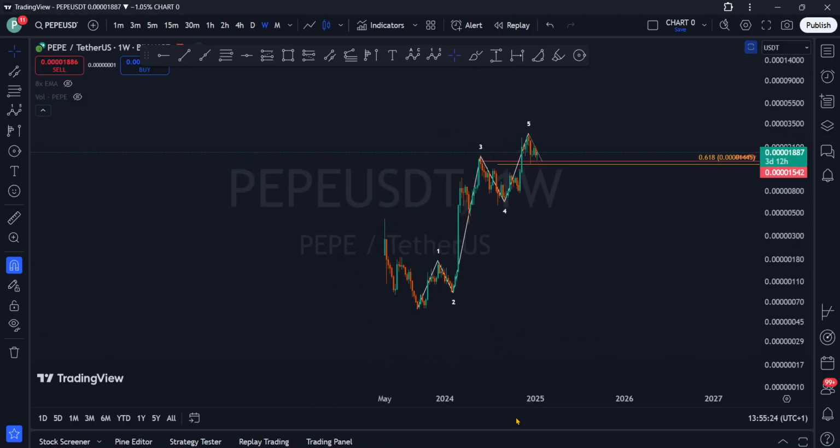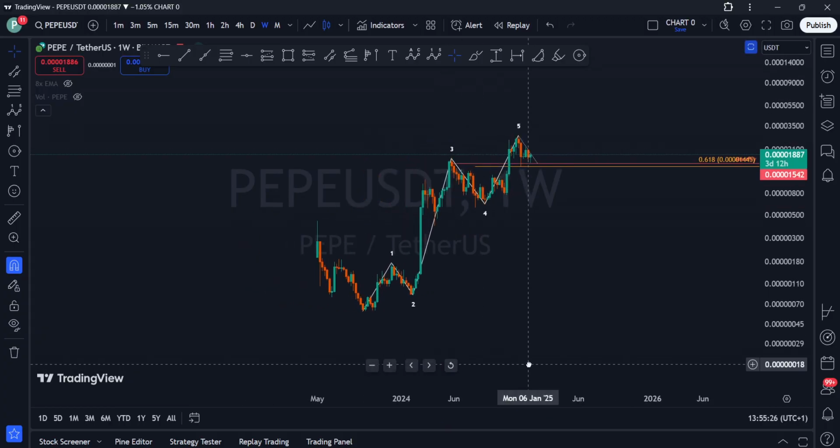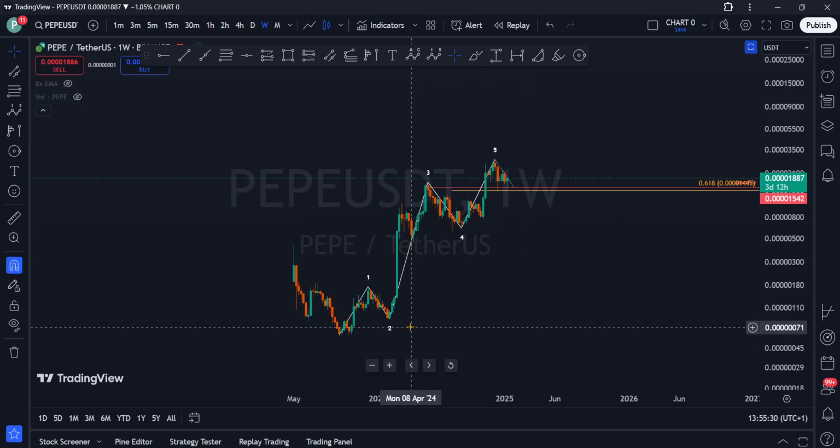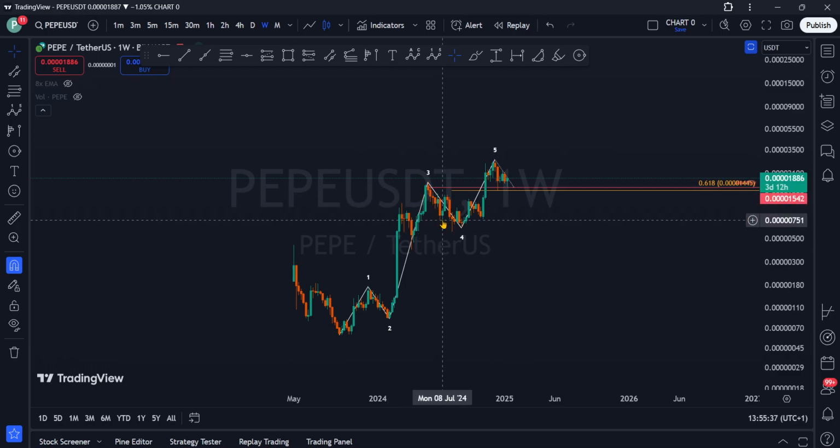So if I can identify this 5-wave structure on the weekly time frame, we can look deeper into each of these waves and look at the formations within each of these waves in order to determine if this 5-wave movement is complete already.